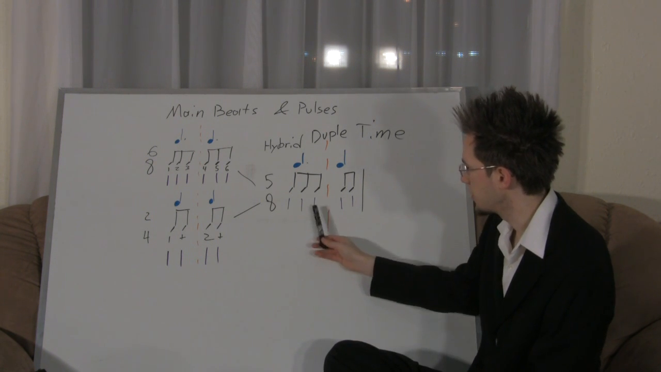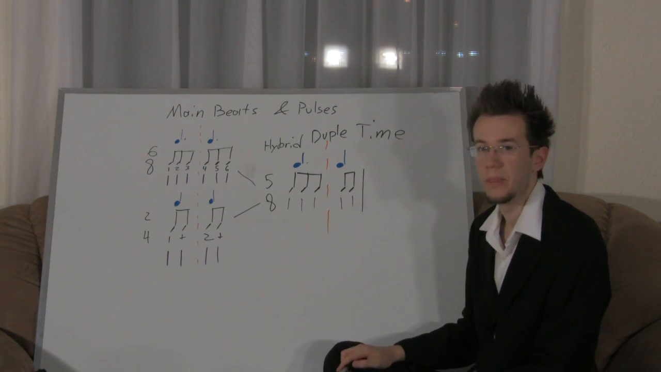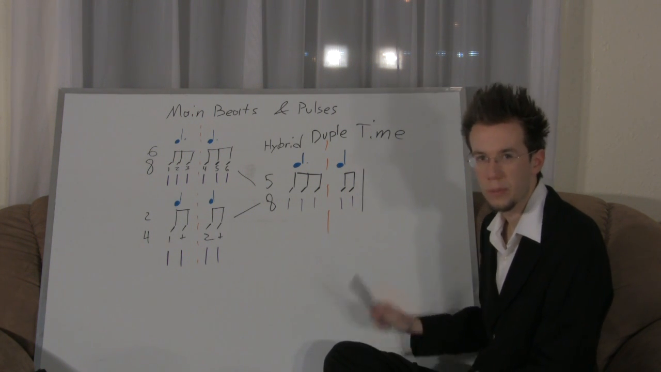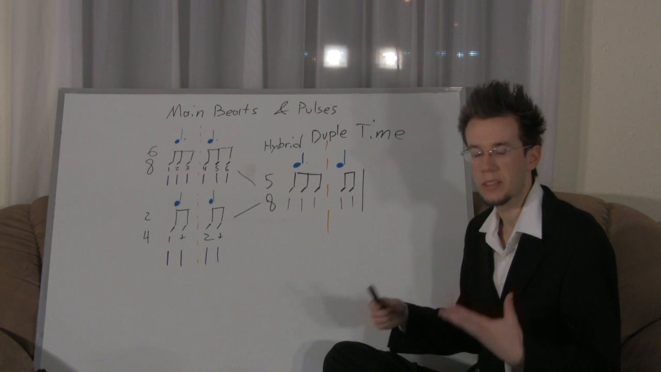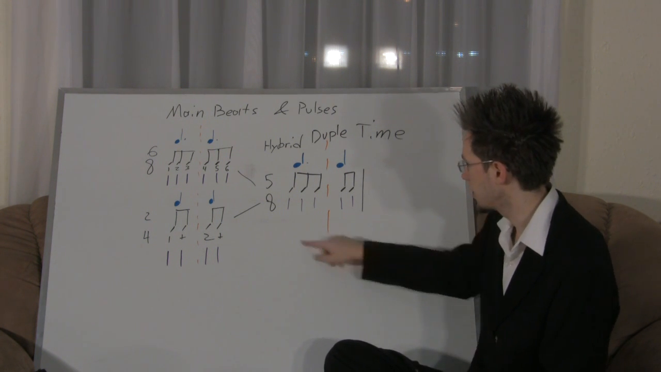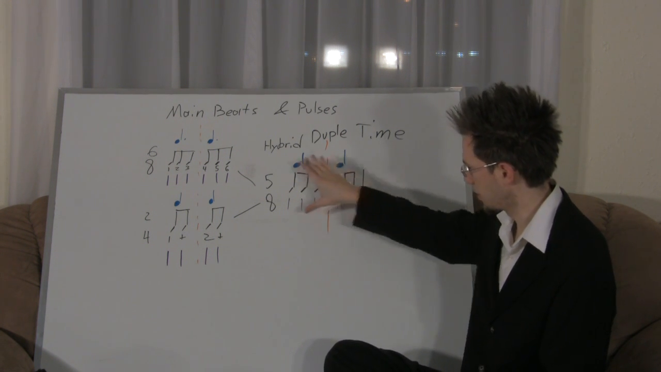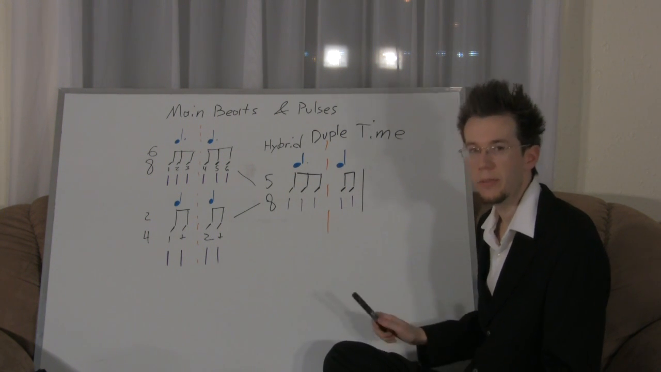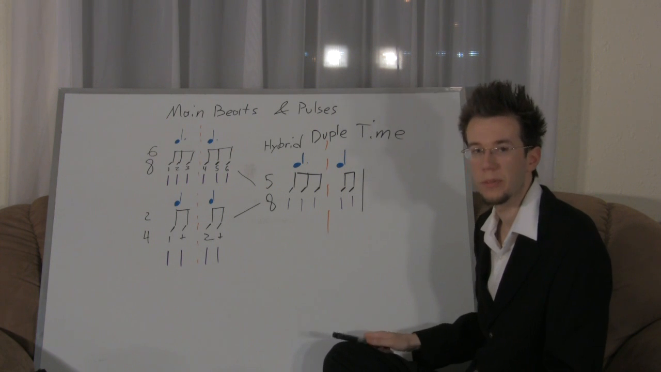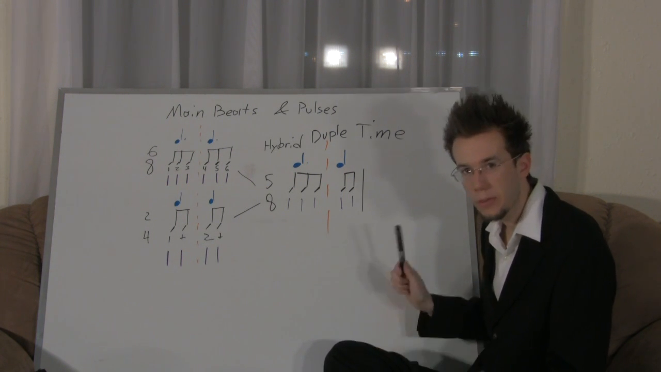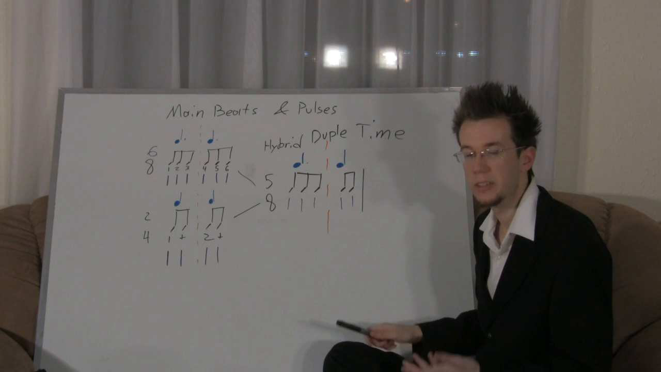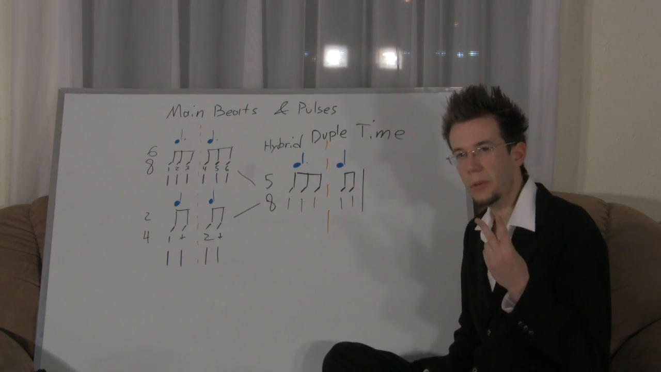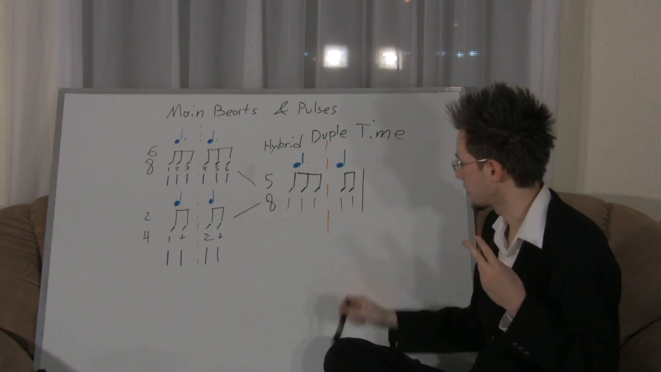So look, I have 1, 2, 3, 4, 5, okay? So I could go 1, 2, 3, 4, 5, 1, 2, 3, 4, 5. So see how that sounds different? Now I could switch it and put this main beat over there and this main beat over there. And now it goes 1, 2, 3, 4, 5, 1, 2, 3, 4, 5. So you see how now it changes again? So there's two ways you can do these time signatures like this.